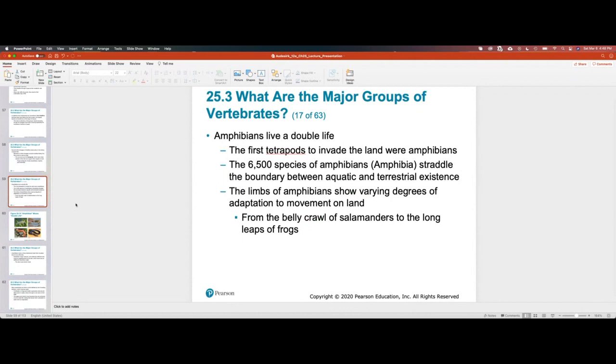So amphibians, those are going to be semi-aquatic. For some purposes, such as reproduction, they still require water, and they may need to be kept moist because of their method of respiration. But for other things, they can exist on land as well. So those can include things like salamanders and frogs.